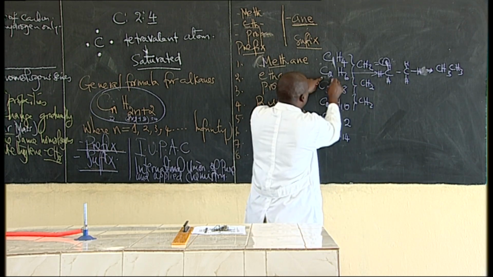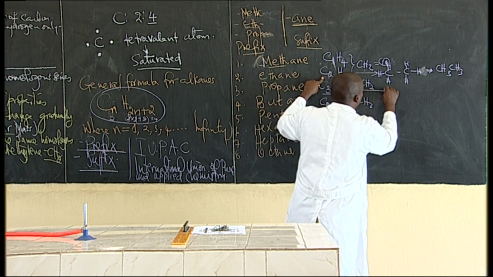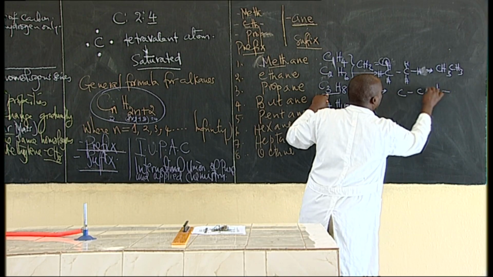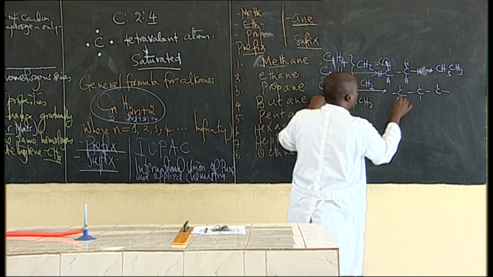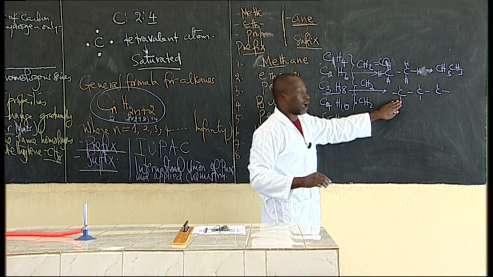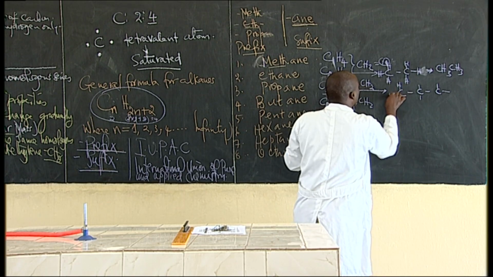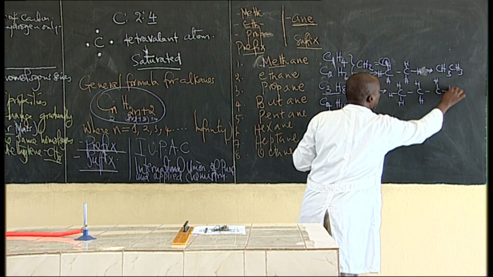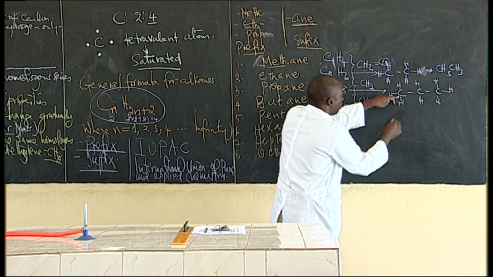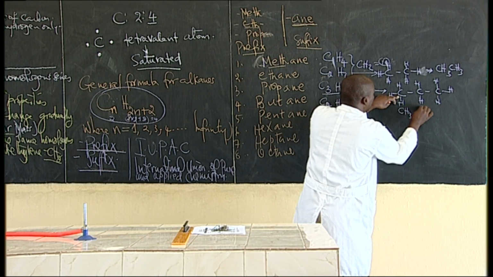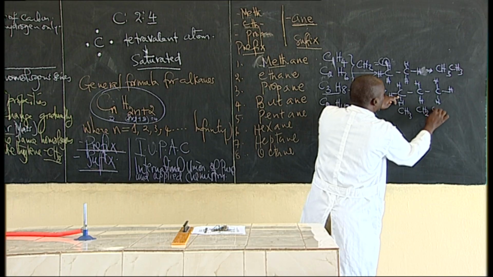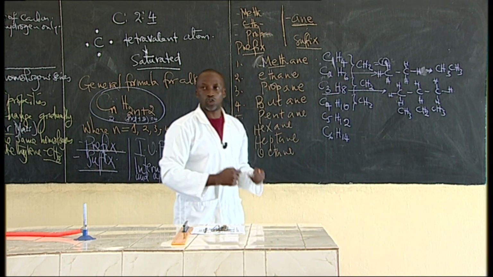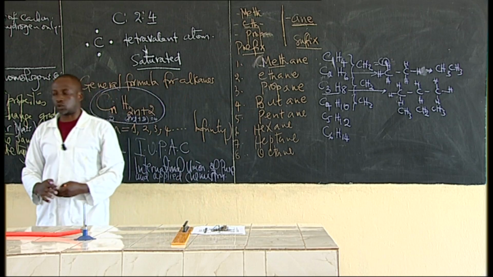If you have this one, for example, how many bonds are there? Make sure the number of bonds joining carbon is 4. Hydrogen here, hydrogen, hydrogen, hydrogen, hydrogen. So you have CH3, CH2, CH3. This one and this one are the same. So those are the structures of these compounds.